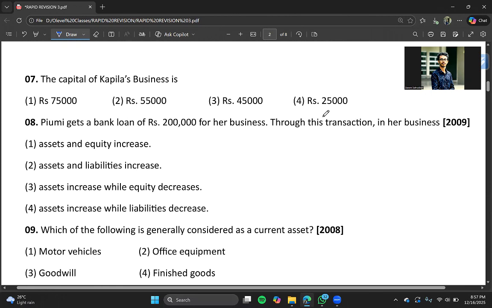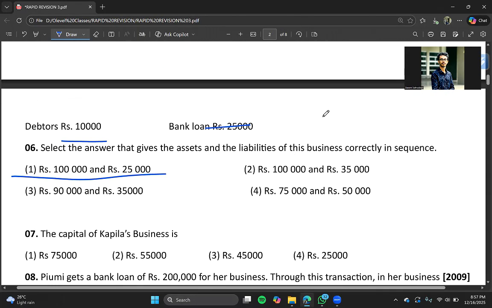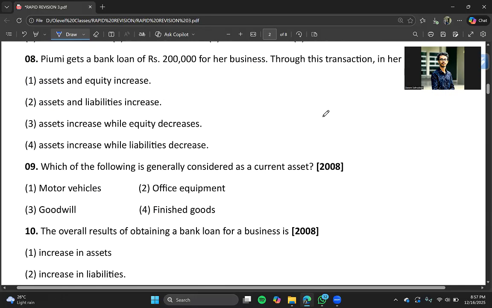Then number 7, the capital of Kapila's business. You can find the capital now that the assets and liabilities are done. Assets 100,000 minus liabilities 25,000, you get 75,000 as the capital of this business.